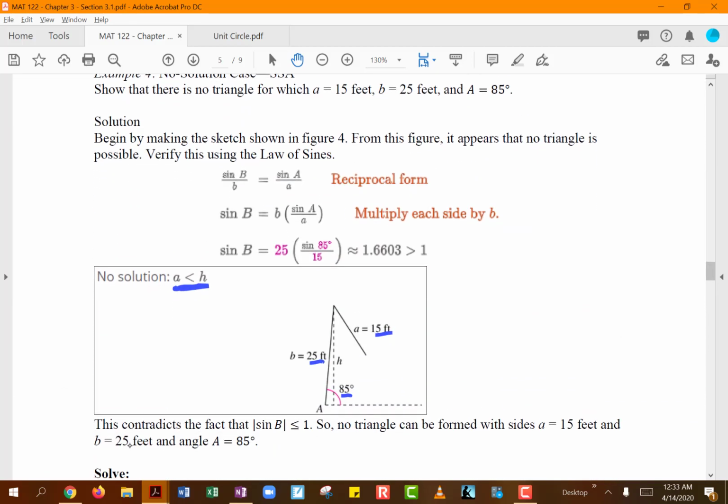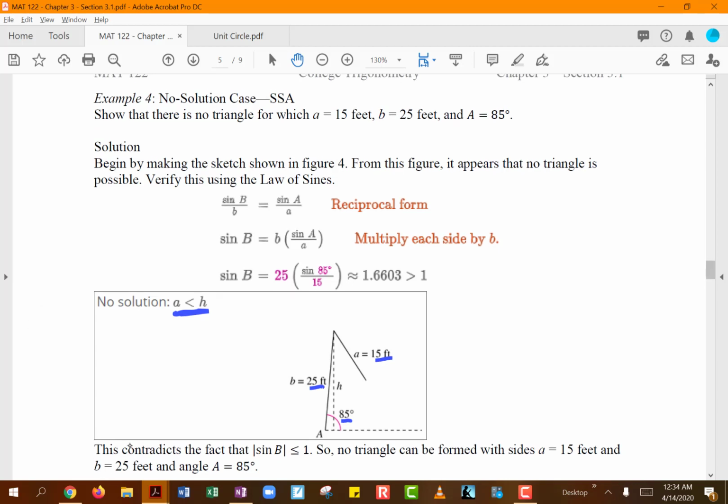And you can try and verify this by using the law of sines. So since they are giving us side A, side B, and angle A, we can use sides A and B to help us out. So you've got sine of B over B equal to sine of A over A. And we're obviously at this point trying to find what sine of B or angle B is going to be. So we're given side B is 25 feet, side A is 15 feet, and of course angle A is 85 degrees.